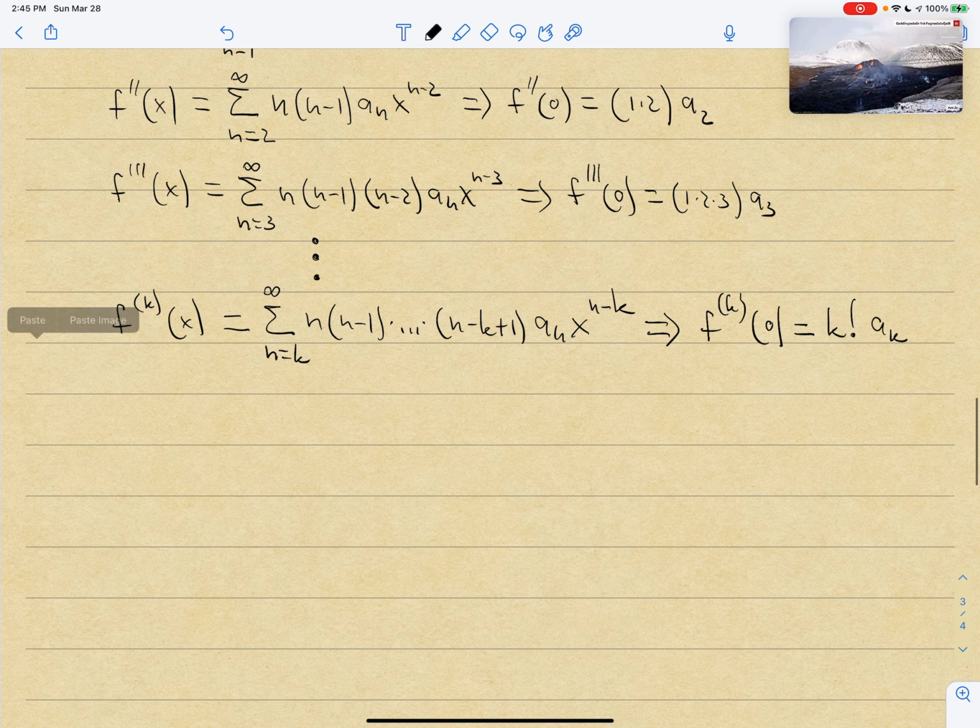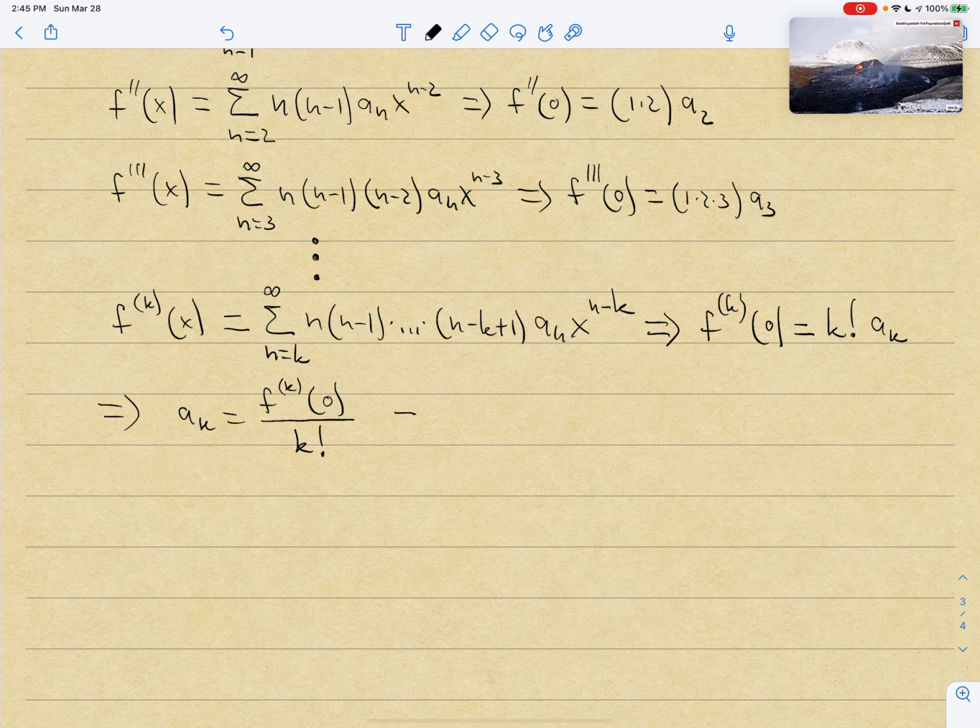And so vice versa then, if I solve this equation for ak, I'm going to get that ak is equal to the kth derivative of f evaluated at 0 divided by k factorial. And so from that, this is for every k.